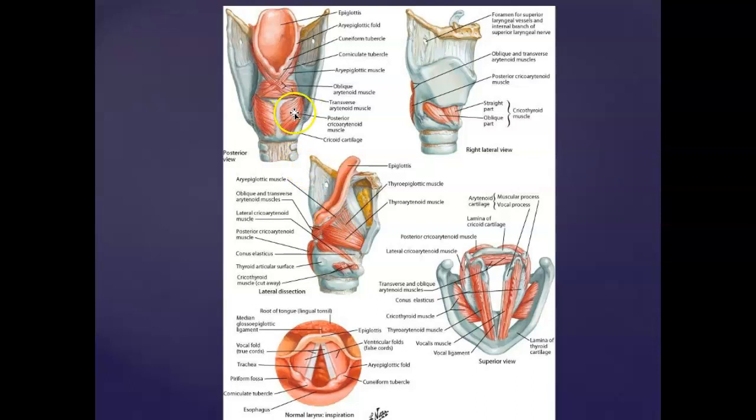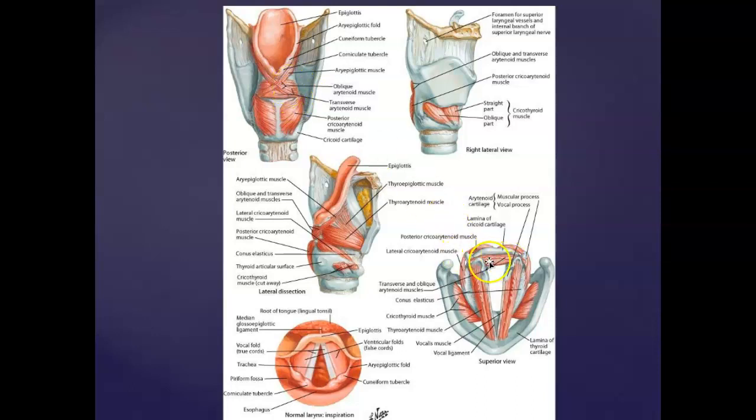These posterior cricoarytenoid muscles here. Just above that, you can see the transverse and the oblique arytenoid muscles right here, kind of spanning the distance between the arytenoid cartilages on either side. These will help to close the glottis by rotating the arytenoid cartilages together.